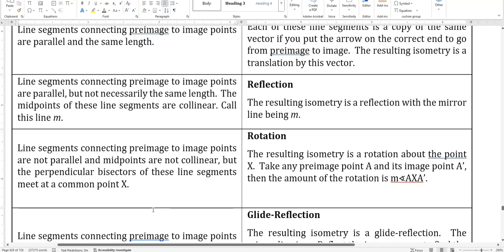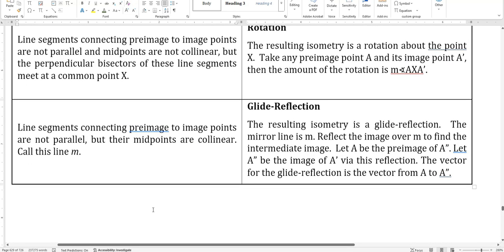If the line segments connecting pre-image to image points are not parallel and the midpoints are not collinear, but the perpendicular bisectors of these line segments meet at a common point X, the resulting isometry is a rotation about the point X. Take any pre-image point A and its image point A prime, then the amount of rotation is the measure of the angle from A to X to A prime, angle X.